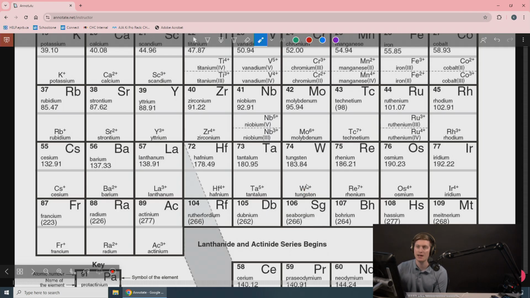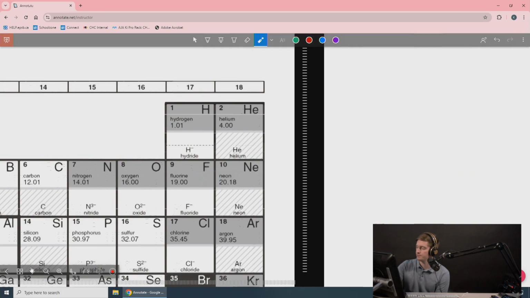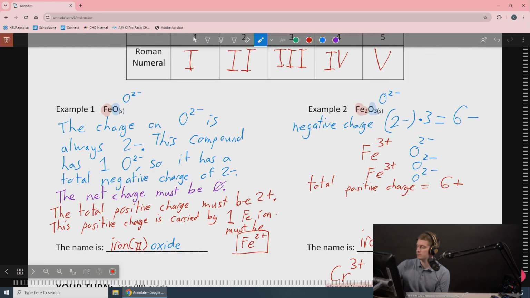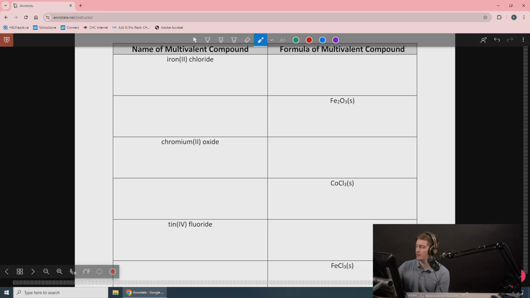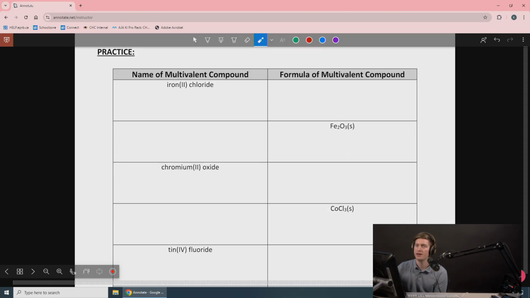Also, if you forget your Roman numerals, they are here. So if you forget that a V is 5, if you find niobium and you look here where it says niobium V, it also has niobium with the 5+. That will help you remember the Roman numeral for 5. There's some good practice on the next page, and I would invite you to try these questions out, so go ahead and pause this video.